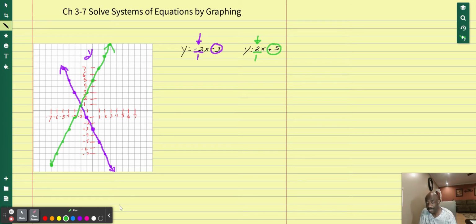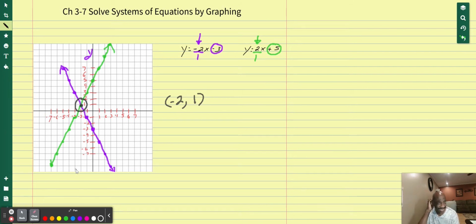Now all we need to do is look and see where these two lines intersect. We can clearly see they intersect right there. That is the solution. That ordered pair, you have to write as x and y coordinates. That looks like it's negative 2, positive 1. Negative 2, positive 1.